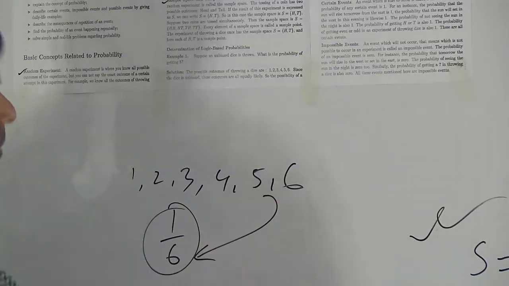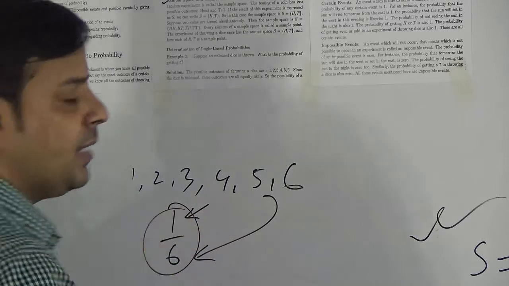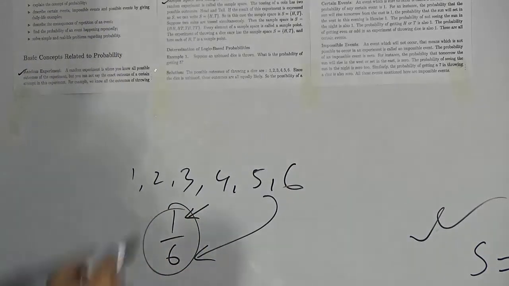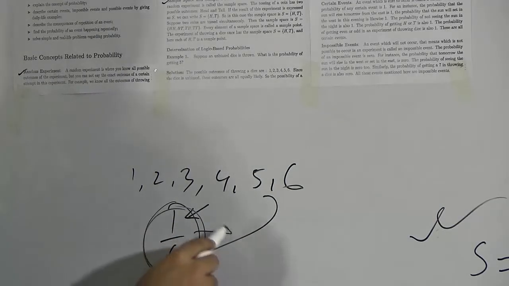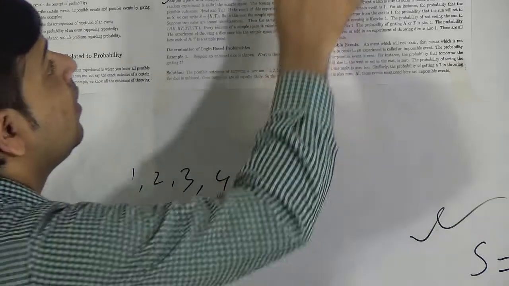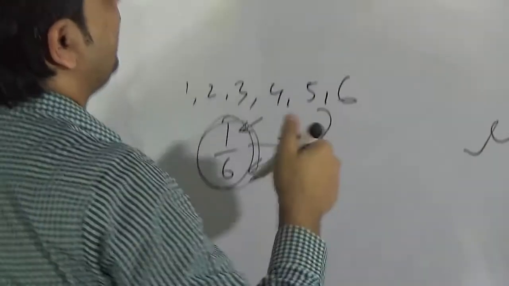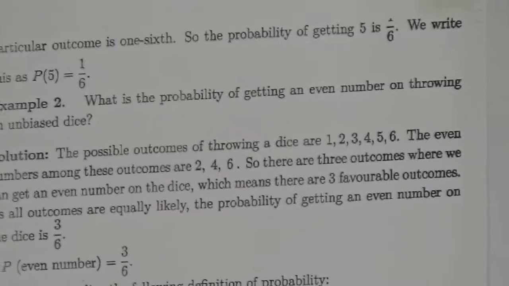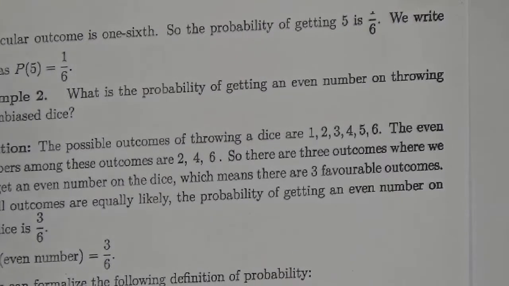Total number of outcomes is 6, and getting any one of these 6 digits is an event. The possibility of getting a particular outcome is 1/6. So the probability of getting 5 is 1/6.